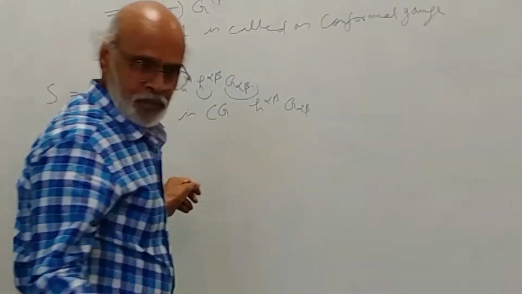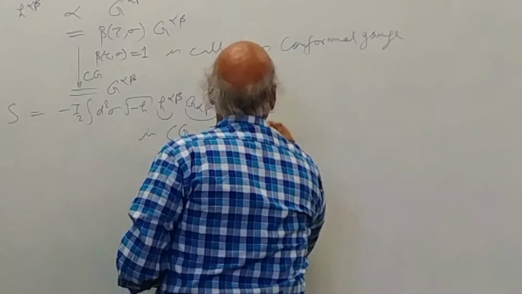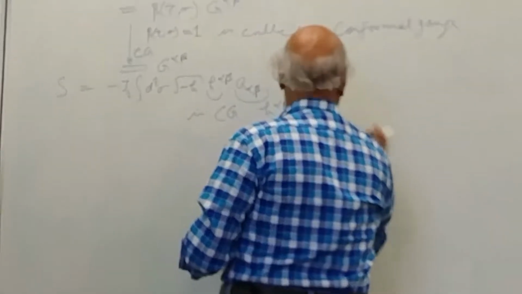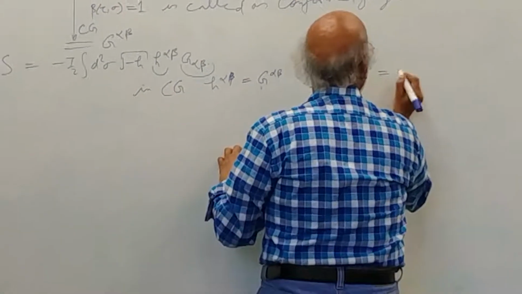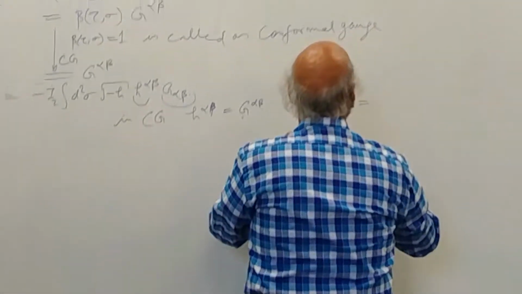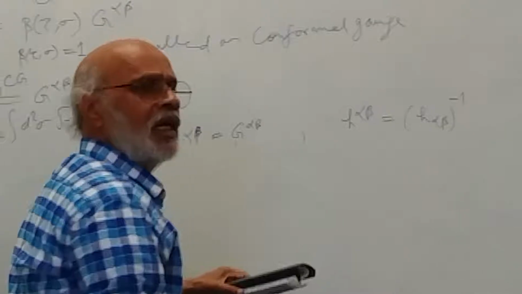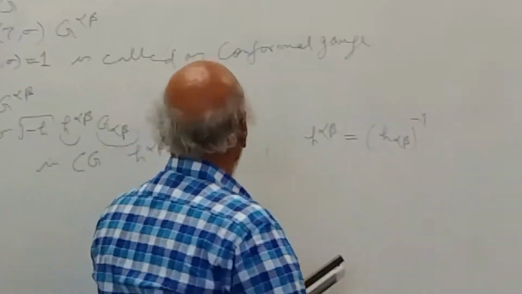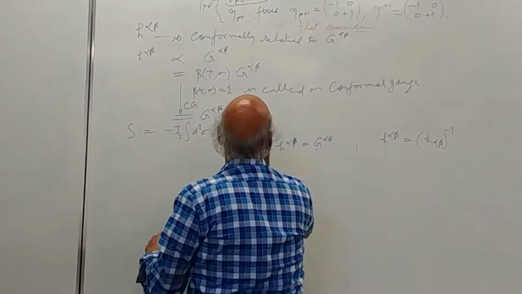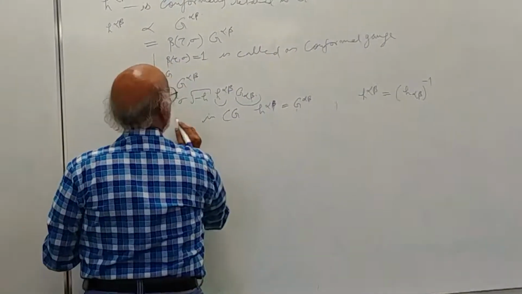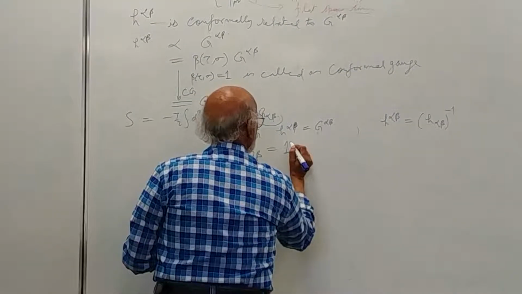I always make slips. So H alpha beta is just G alpha beta. So you see, it's the H alpha beta inverse. Okay, this is the inverse of H alpha beta. So here H alpha beta is G alpha beta. So this is actually the inverse of each other. And so what happens here, H alpha beta into G alpha beta is a unit matrix.